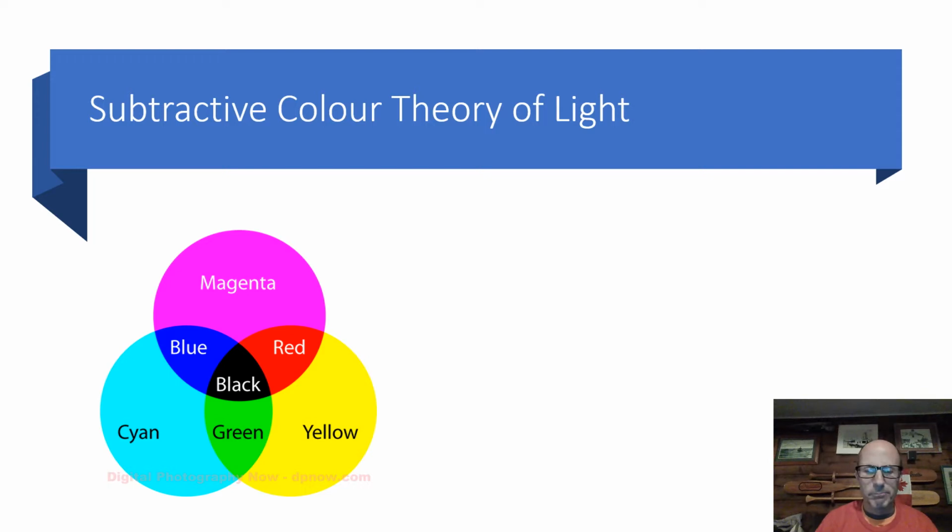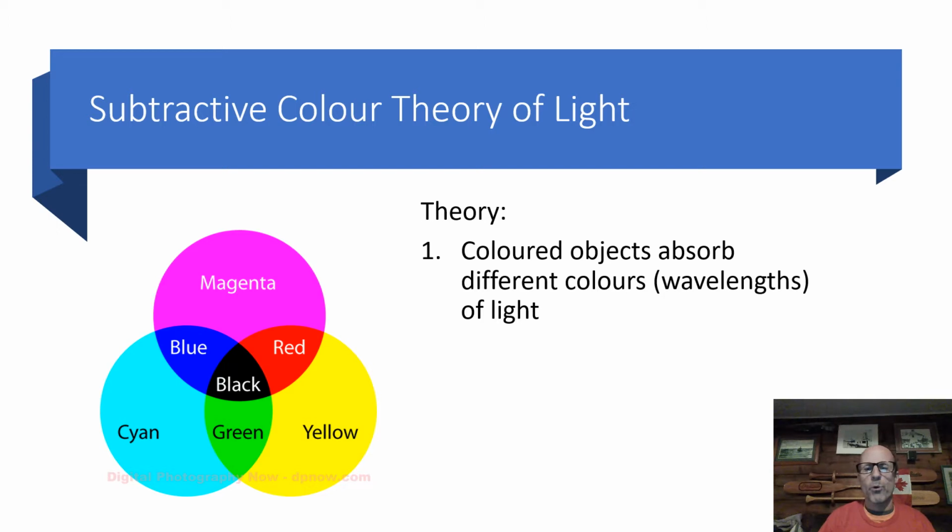If you look at the black in the middle, believe it or not, black objects don't reflect any colors of light. They absorb everything. So this theory is a little more applied in terms of what we wear in the clothing industry, to be honest. Colored objects absorb different colors or wavelengths of light. So it depends on what color you're wearing in terms of what wavelengths it would absorb versus those that it would reflect.